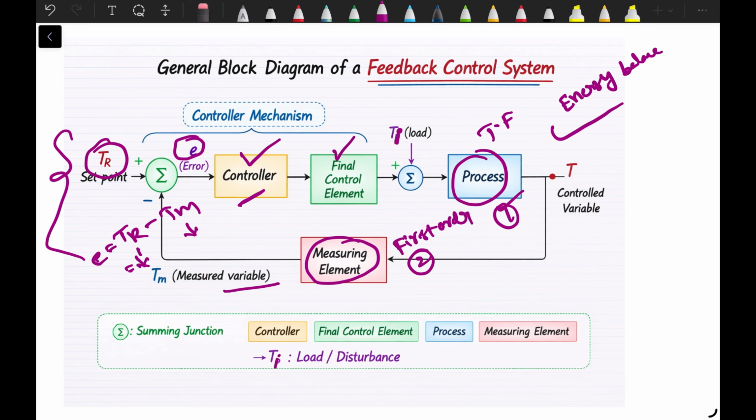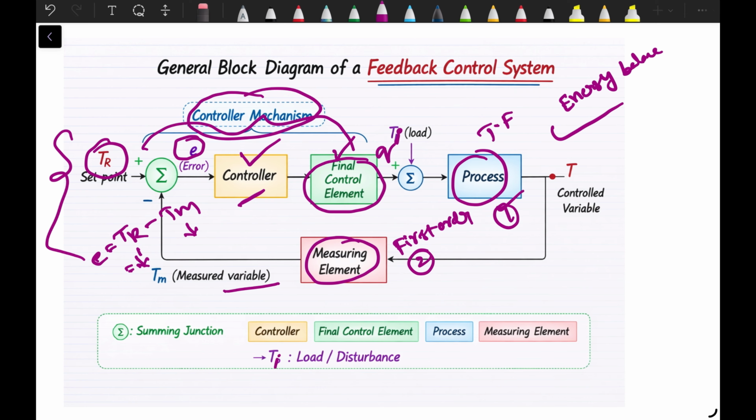Then what is the output? The controller produces an output signal which acts on the final control element. In our heating system example, the final control element is the heat input Q to the process. For simplification, we combine the controller and the final control element into one control mechanism. Now we'll derive a transfer function for this combination.